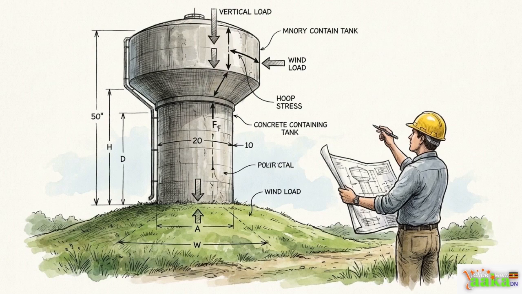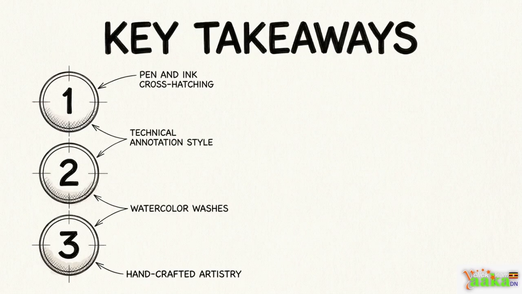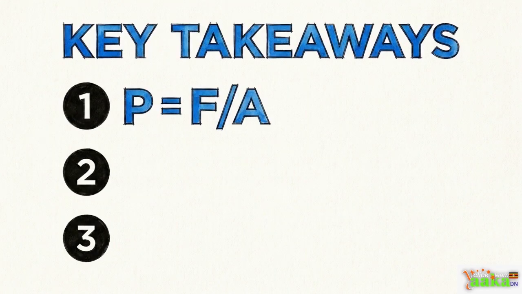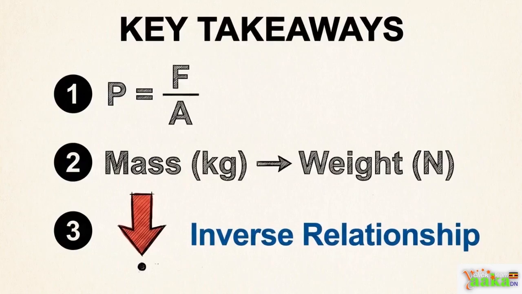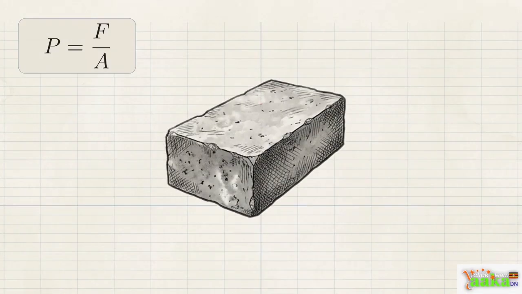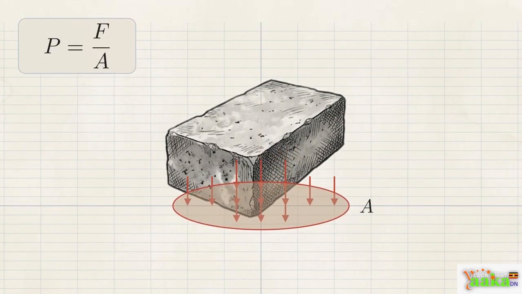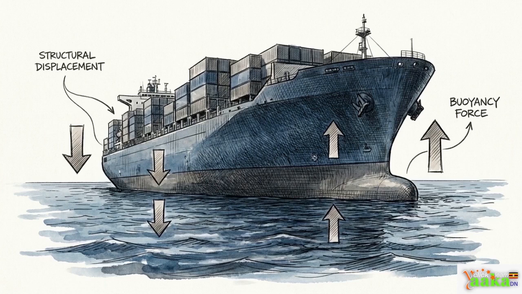Remember these 3 core rules. 1. Pressure equals force over area. 2. Convert kilograms to newtons first. 3. Small area means high pressure. Mastering pressure is about understanding how to distribute and control force. In our next lesson, we will explore how these laws apply to fluids and why massive ships can float on water.